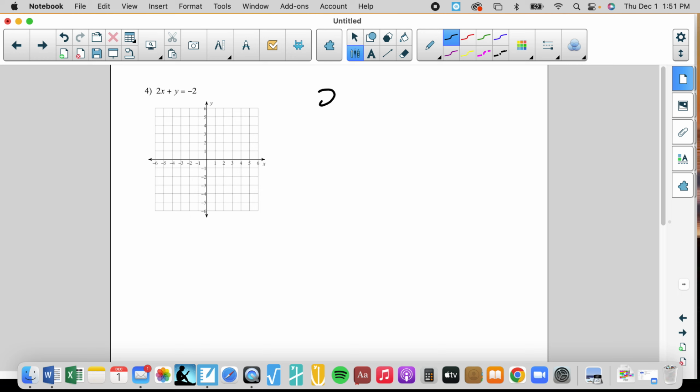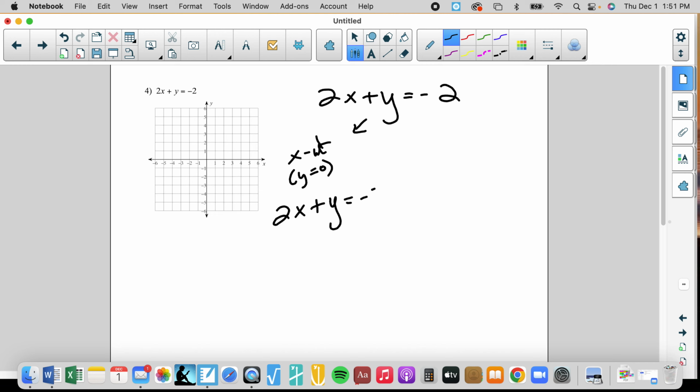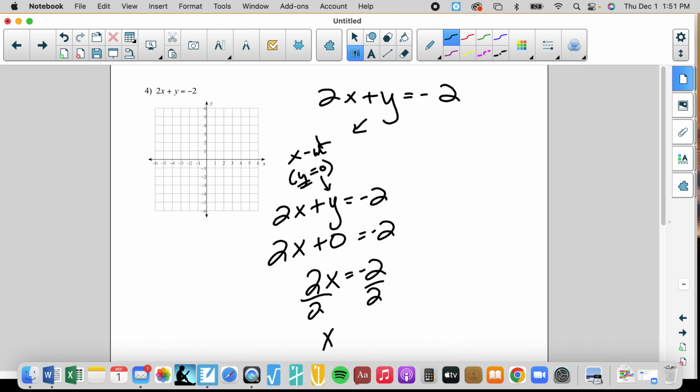Number 4, 2x plus y equals -2. Let's find the x-intercept. Y equals 0. 2x plus y equals -2. 2x plus 0. We're plugging the 0 in for that variable. And then simplifying. 2x plus 0 is 2x. And now we're isolating the variable x. We're dividing by 2. And we get x equals -1. And that is my x-intercept. That's the x value when we plug 0 in for y.